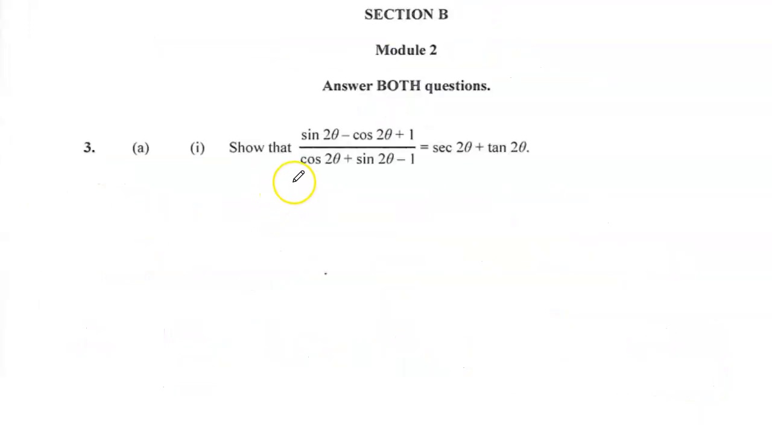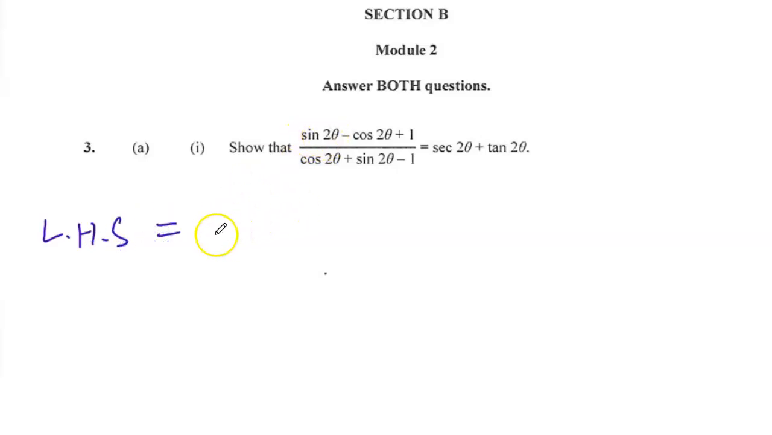Next problem: show that sine 2 theta minus cos 2 theta... So it's a trig proof, right? Let's do this proof. Let's begin with the left hand side. So the left hand side is equal to sine 2 theta.